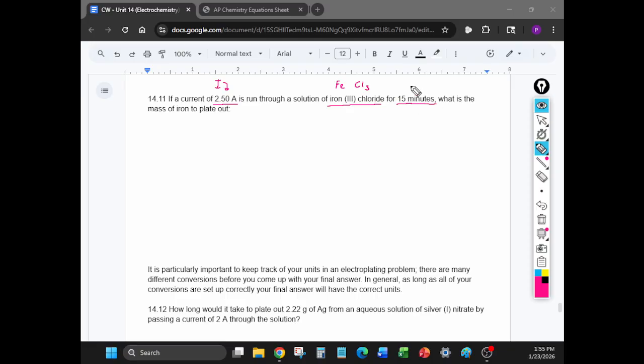And the time is given as 15 minutes. Okay, but we need to convert this to seconds. And then it's asking, what is the mass of iron to plate out? Now, mass is always measured in grams, so we are looking at grams of iron.